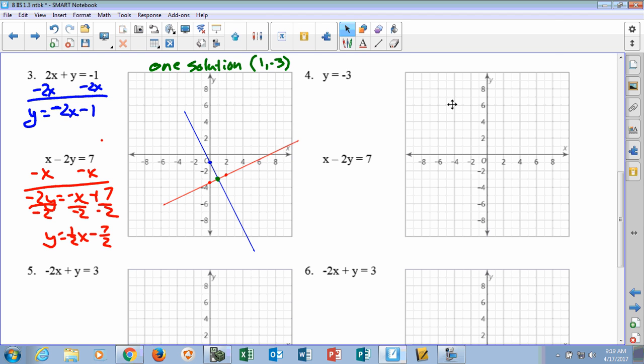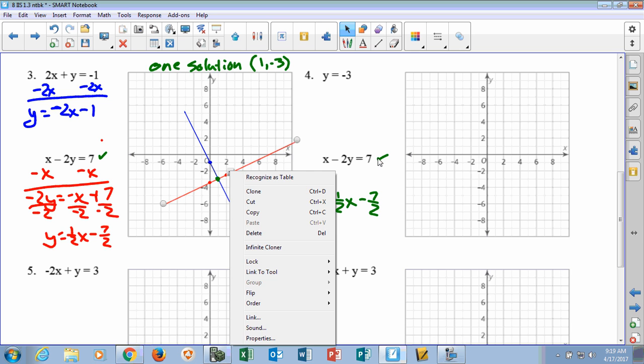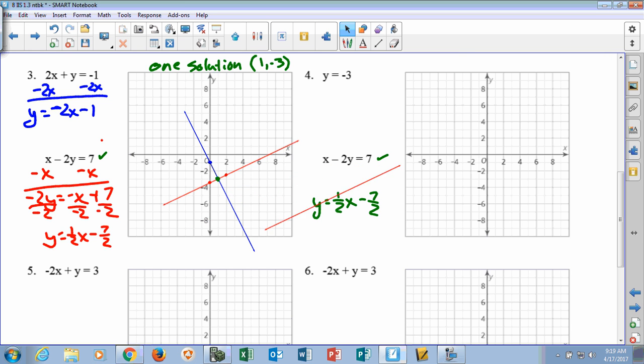If you notice here, the equation for number 4 is the same as this equation. So instead of having to do all that work again, we know what the y equals mx plus b form is. To help save time, I'm going to copy this on over. And this one is going to go right there because that's where it was before. Just making sure I got the same spots.